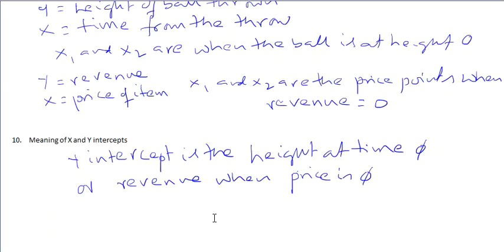It would be the height of the ball at time 0, or the revenue when the price is 0, that would be the y intercept.